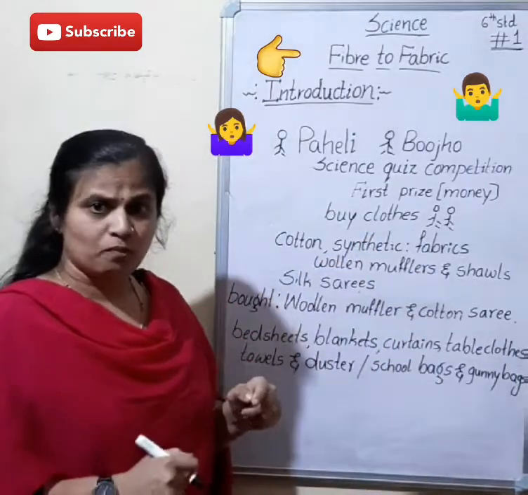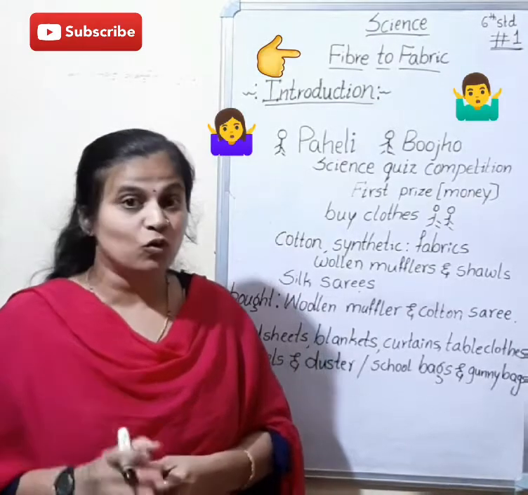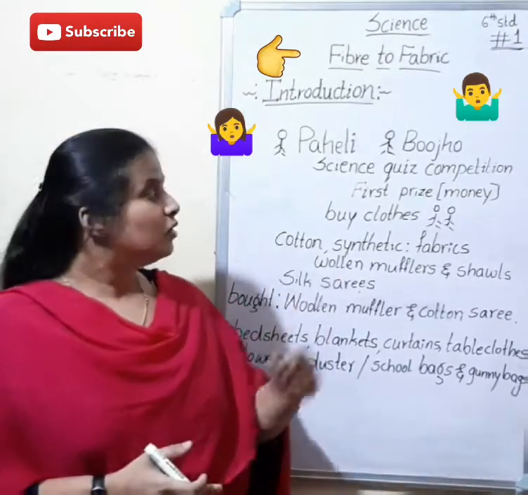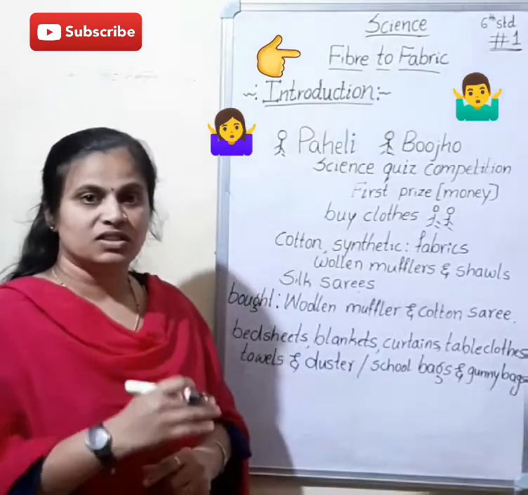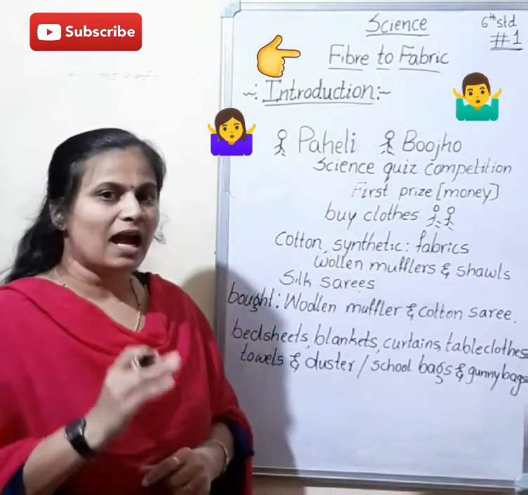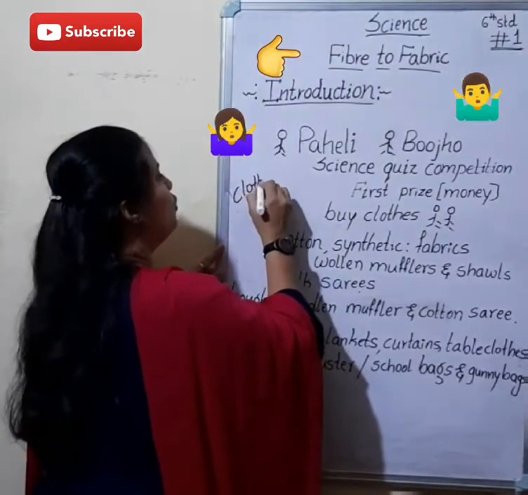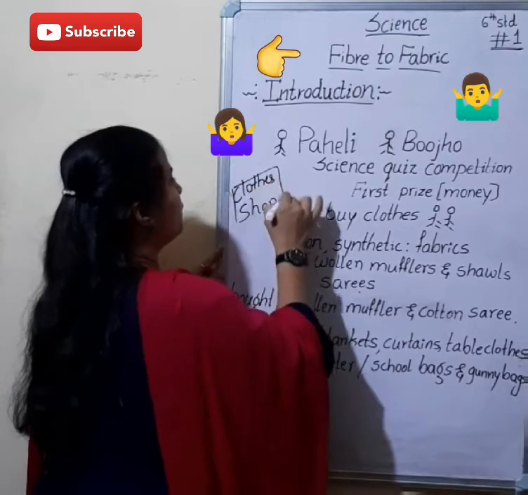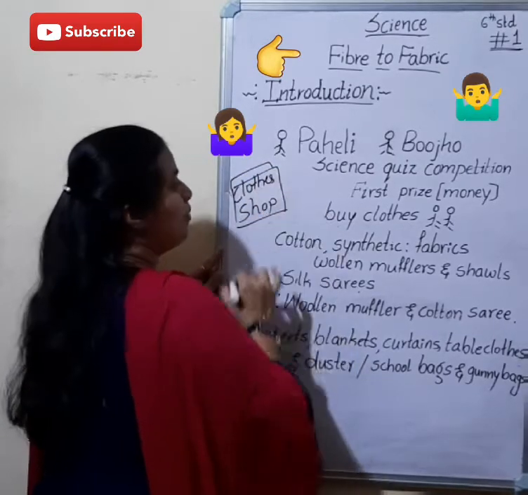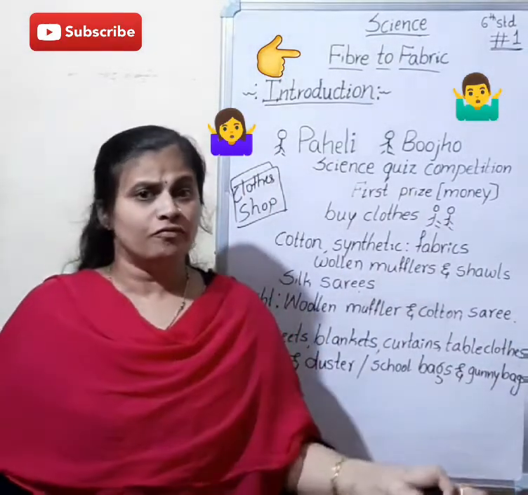And what did they do to buy the clothes? Where should we go? Yes, you are right. We have to go to a clothes shop. So Paheli and Bujo also went to a clothes shop. What happens next? We'll see now. They had gone to the clothes shop. What happened over there? They saw a variety of fabrics.